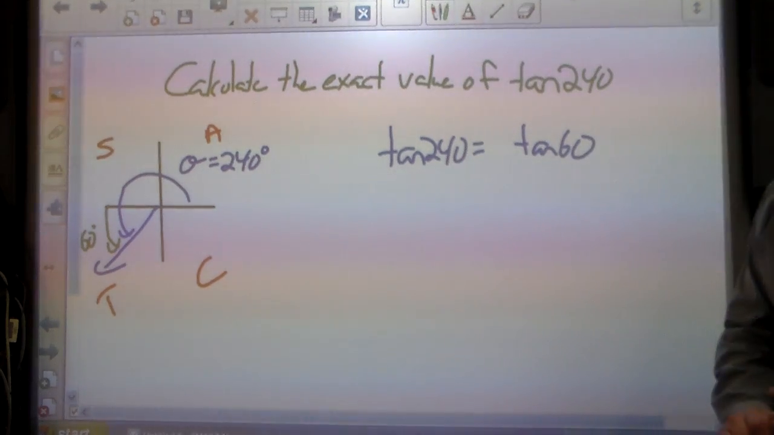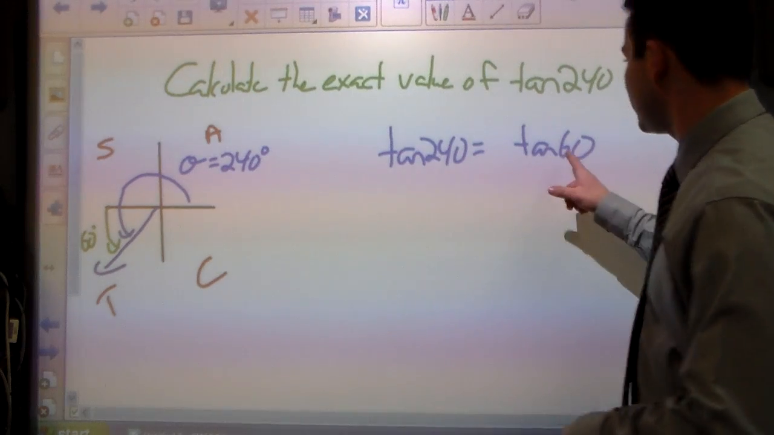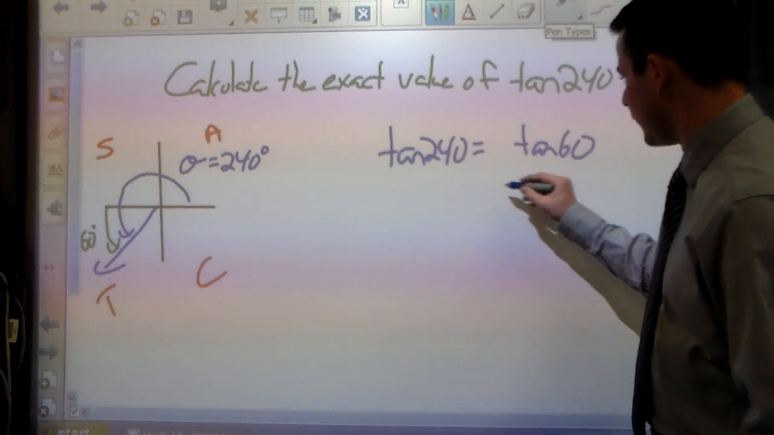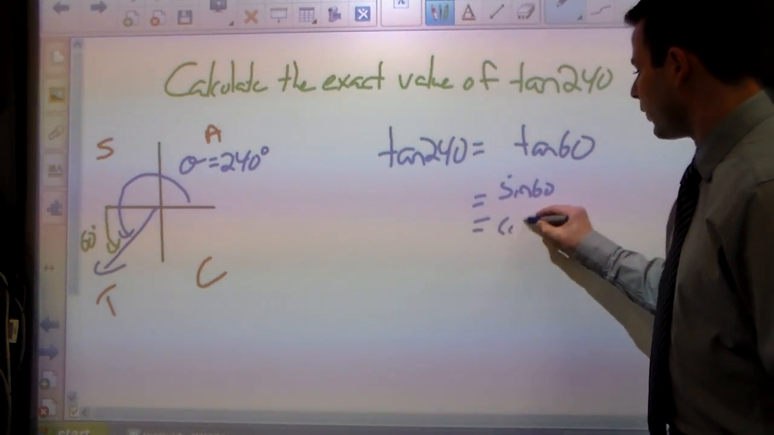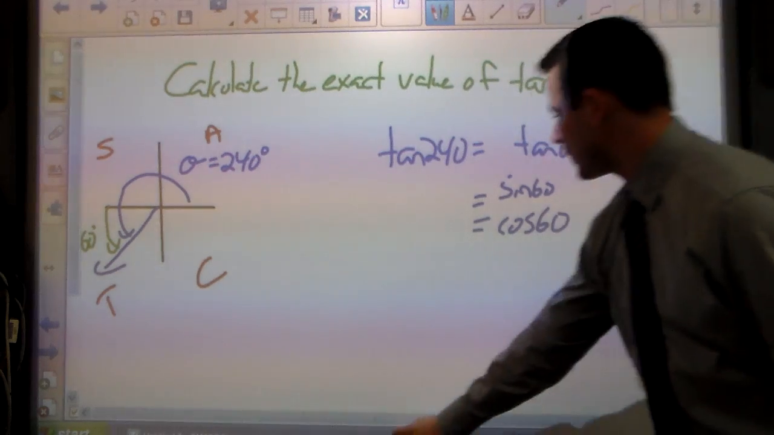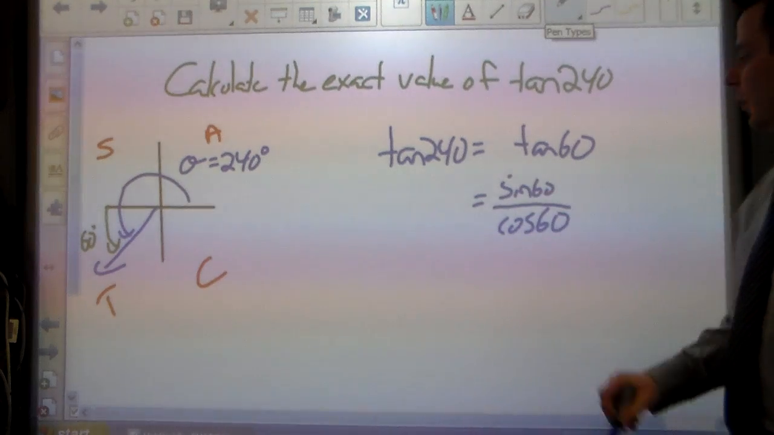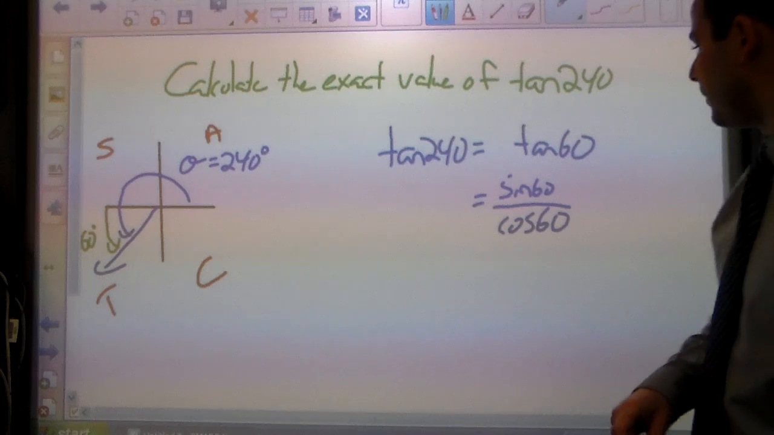So now the tangent of 60 isn't something I memorized. I did memorize sines and cosines. So I'm going to express tan 60 as sine 60 over cosine 60. That equals. And now these are values that I memorized. And I'm going to express this as a fraction and then clean it up.